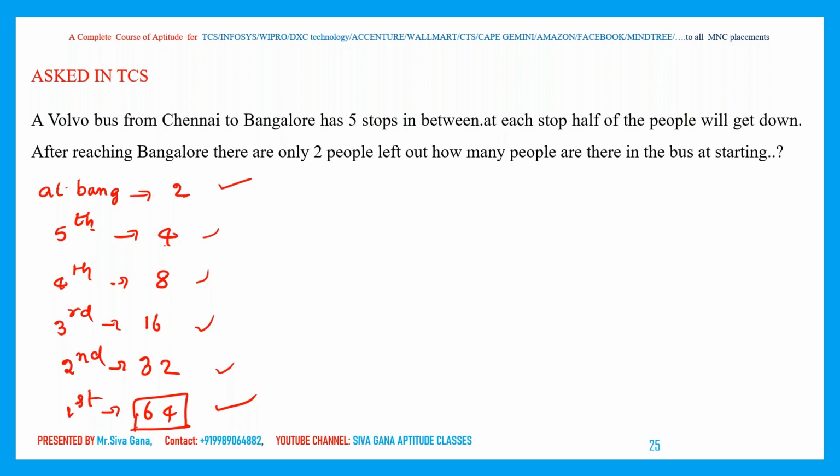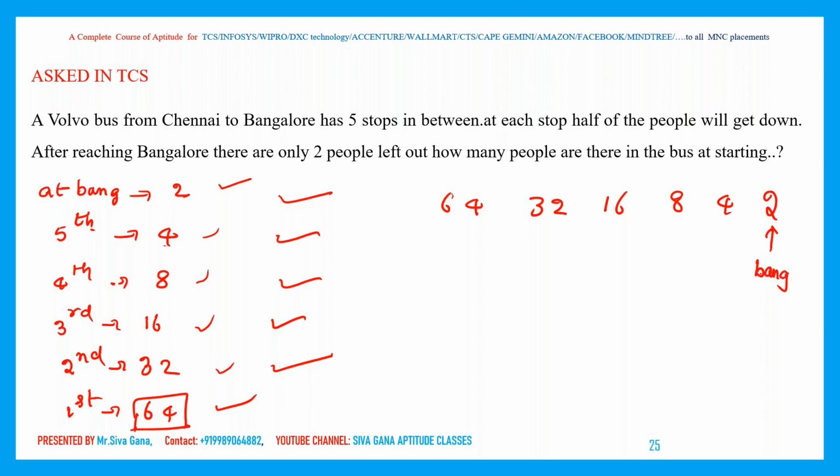64 at starting. Students are going to make a mistake here. There are 5 stops: first, second, third, fourth, fifth. From the starting, if the starting is 64, first stop 32, second stop 16, third stop 8, fourth stop 4, fifth stop 2, and the fifth stop is Bangalore. The answer is 64.